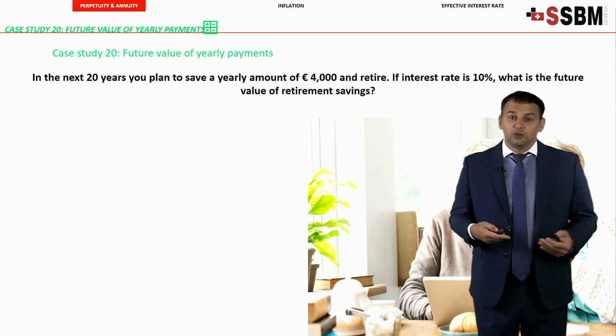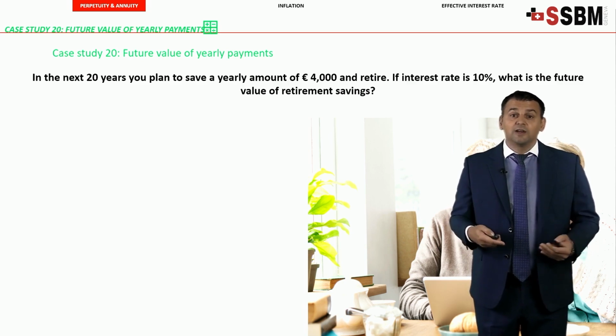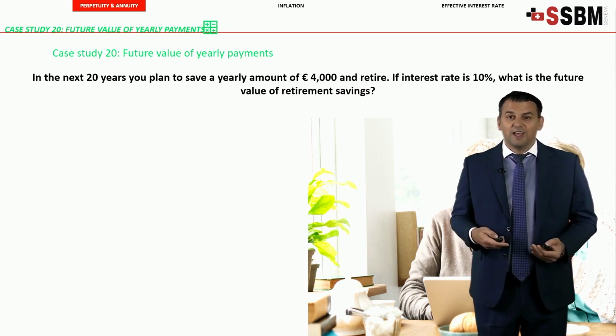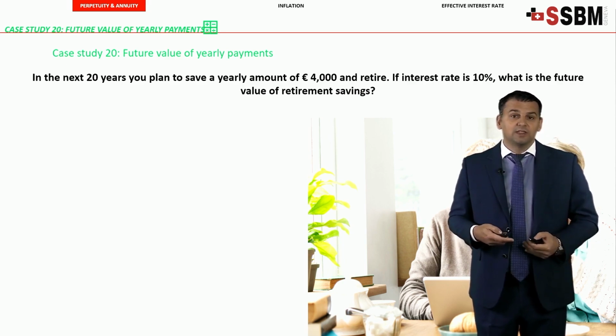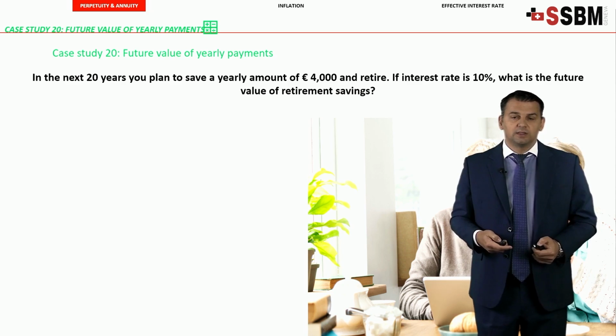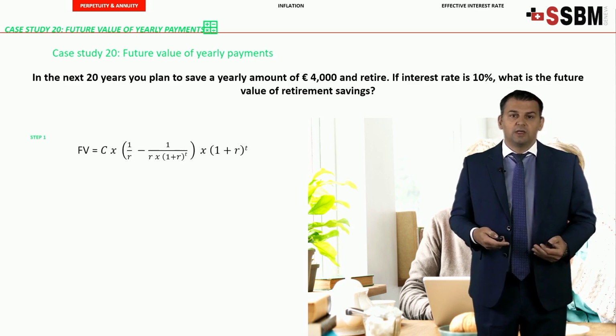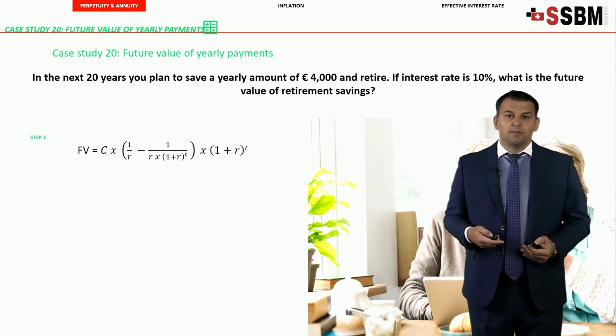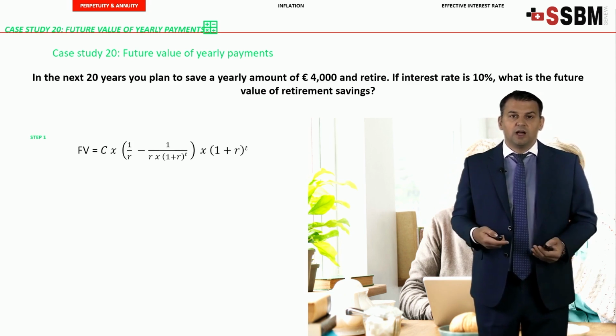In the next 20 years, you plan to save a yearly amount of 4,000 euros and retire, if possible. If the interest rate is 10%, what is the future value of retirement savings? So obviously, we have here the same amount every year. We have the annuities here. We shall calculate the future value.